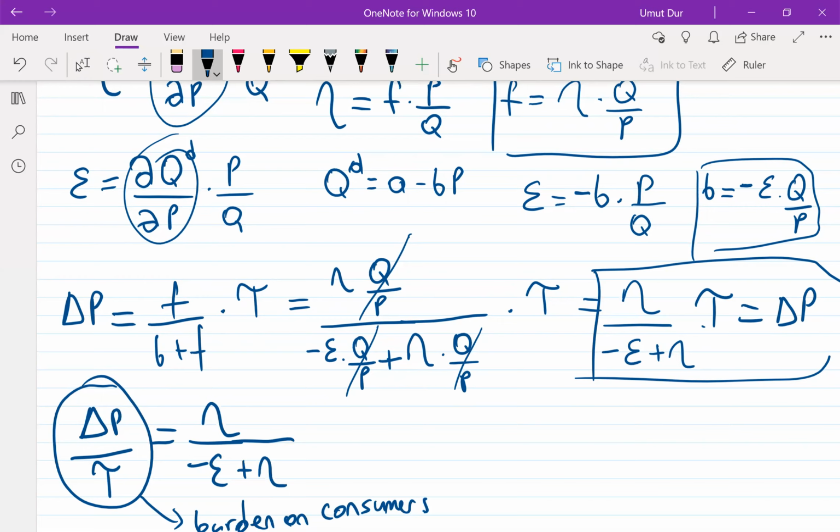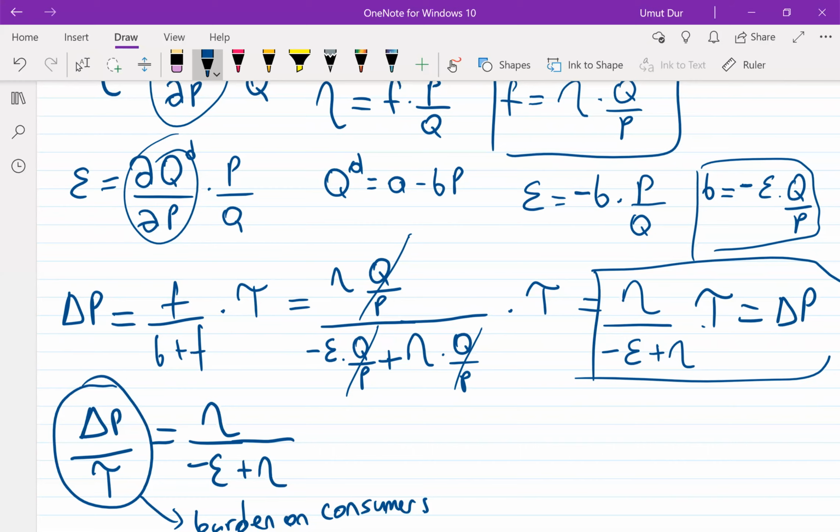So the effect of this change in the tax, the increase in the tax, on the consumer is the increase in the price. I have defined this fraction, the ratio of the change in the price to the tax, as the burden on the consumer. And by using this linear demand and linear supply, I have represented this relation by just using the supply elasticity and the demand elasticity.